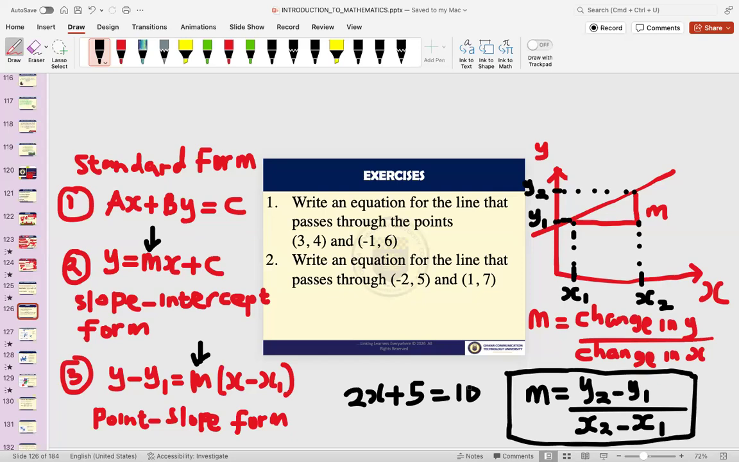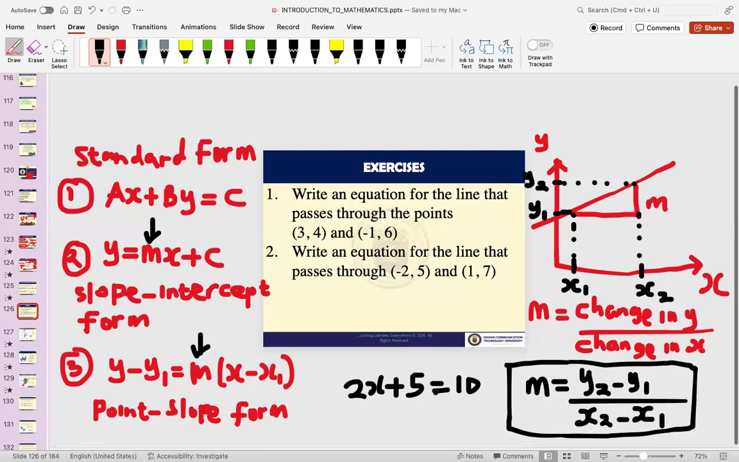In this case, we have only one x. We have x, we don't have y there. So here what it means is that y is 0. So when you are writing this one properly, all numbers will be on the same side.